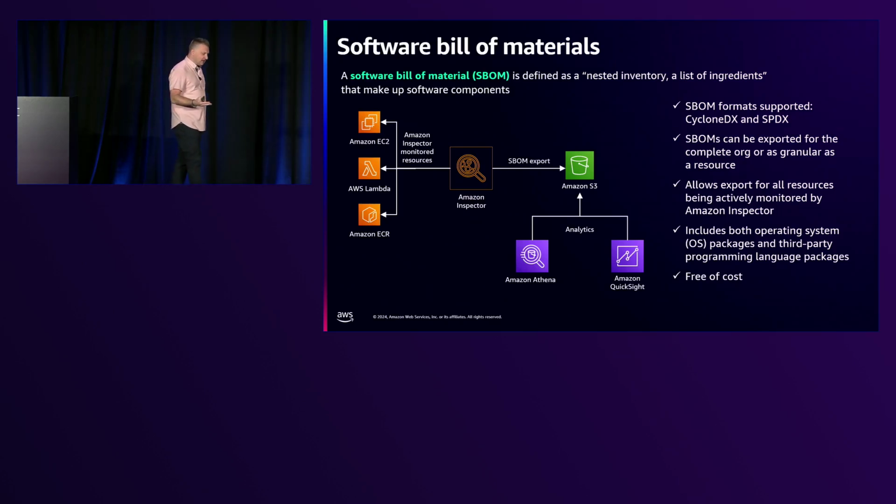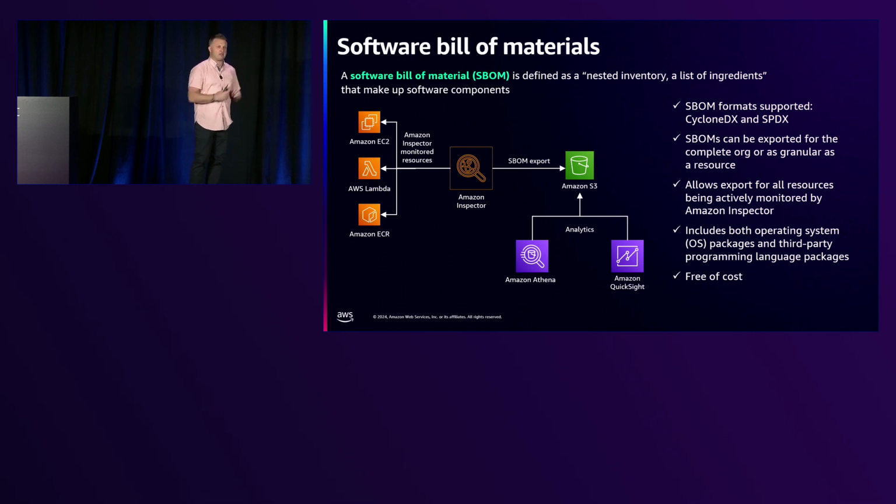The other nice thing is the SBOM is put in an S3 bucket that you own, which then gives you the ability to interrogate that, and a common pattern is to use something like QuickSight or Athena to query these SBOM files to answer the question, where in my organization is this specific third-party dependency being run?